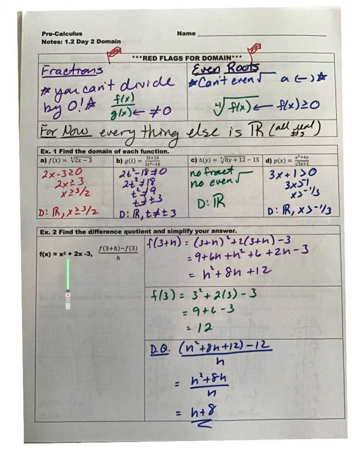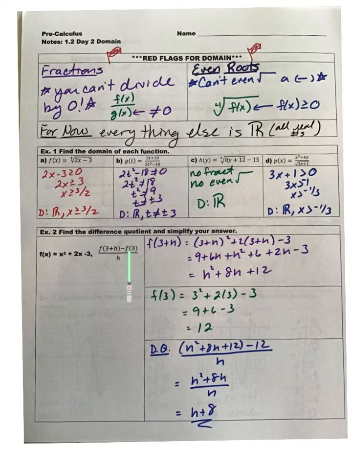So if I plug that in to this function, I get (3 plus h) squared plus 2 times (3 plus h) minus 3. So I get 9 plus 6h plus h squared plus 6 plus 2h minus 3. Combine like terms, and I get h squared plus 8h plus 12. Please remember you cannot distribute an exponent, cannot. So (3 plus h) squared is (3 plus h) times (3 plus h), and when you FOIL that out, you get 9 plus 6h plus h squared.